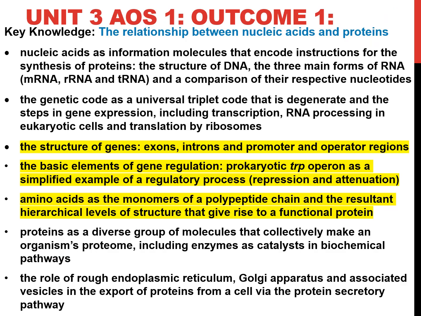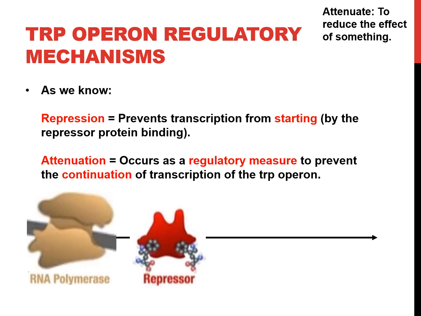Again, these are the dot points as per usual. So as we know, repression prevents transcription from starting, by the repressor protein binding, whereas attenuation is a regulatory measure to prevent the continuation of transcription of the Trp Operon. So that is the difference. Transcription will occur to an extent, but then it will stop. Whereas with repression, it literally doesn't even start. Again, to attenuate is to reduce the effect of something.